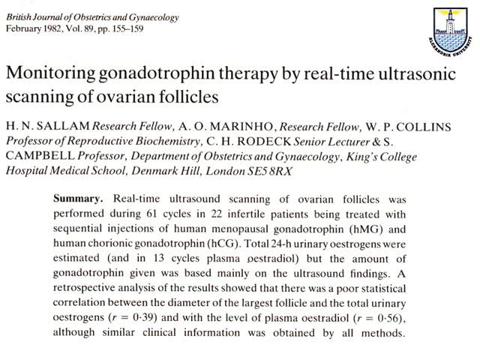I had the honor and pleasure of working with the godfather of ultrasonography in obstetrics and gynecology, Professor Stuart Campbell, as you can see his name here on the paper, and Professor Charles Roddick, who became later the professor and the chairman at University College London, and Professor William Collins, my mentor in my PhD, and my colleague Anthony Marino. And as you can see here, this was the first paper in the English literature actually, to say that you can monitor gonadotropin therapy without measuring hormones, just by ultrasound scanning of the ovarian follicles.